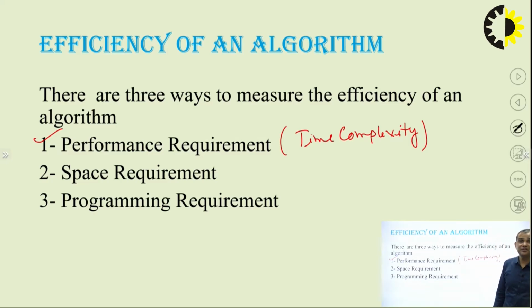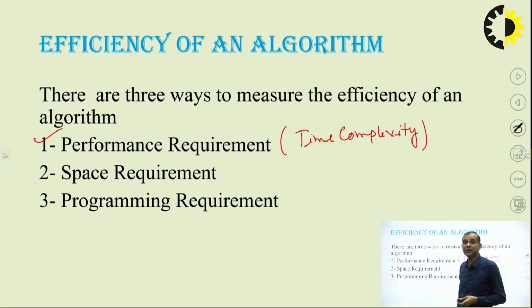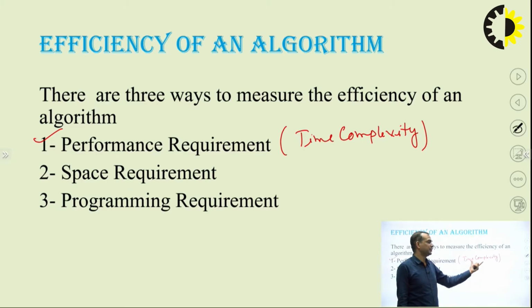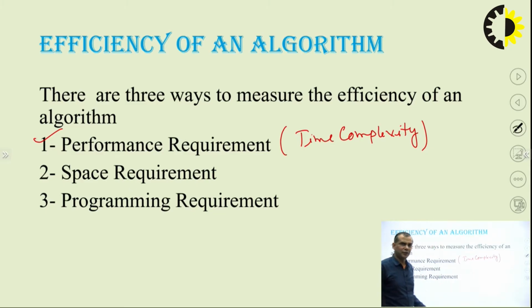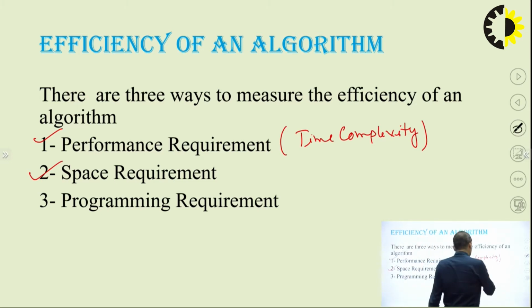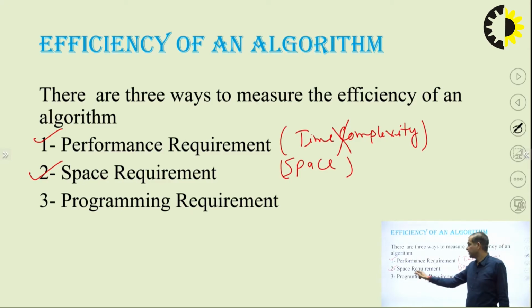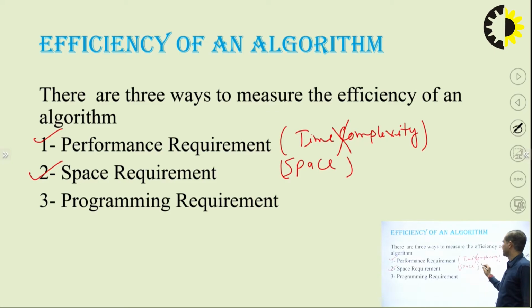So this is known as the performance requirement. It means I want to check the performance: when I execute an algorithm, how much time it will take to execute. That is the performance, or we can say that is the time complexity. We don't bother about how much space it will take. The second one is the space requirement. It means we don't care how much time it will take; my main focus is how much space is required. So that is known as the space requirement, or we can say that is the space complexity.